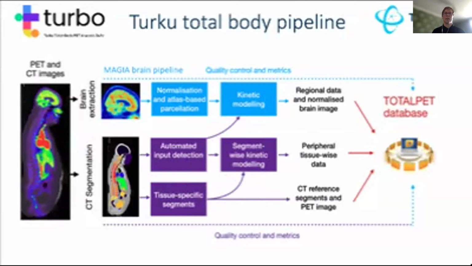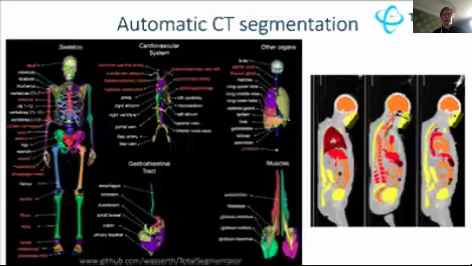And currently, this method is applicable for radiowater and FDG PET studies, but it can be extended later to cover other radioligands if needed. So because the brain PET processing is quite straightforward, I'll talk next more about the different total body processing steps, and then I'll show how we have validated our pipeline.